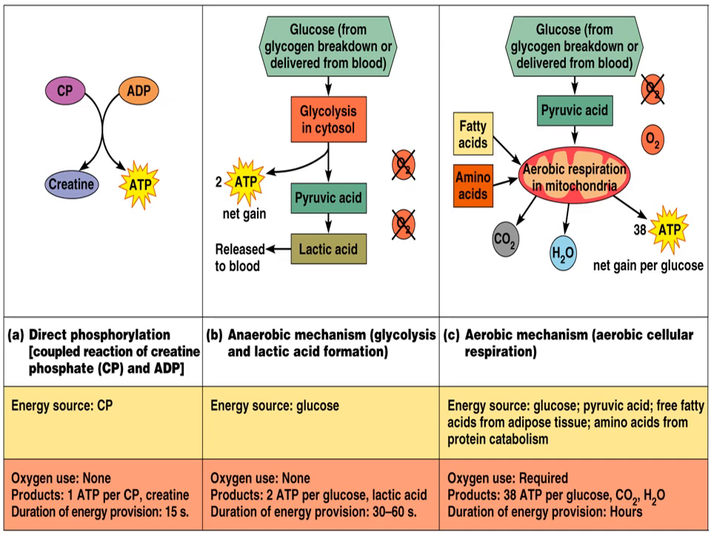Since we can't store energy as pure ATP, that means we have to store energy in some other way. This energy needed to make ATP is stored within the chemical bonds of other molecules. What cells will do is break those other molecules, then use that energy to make ATP.